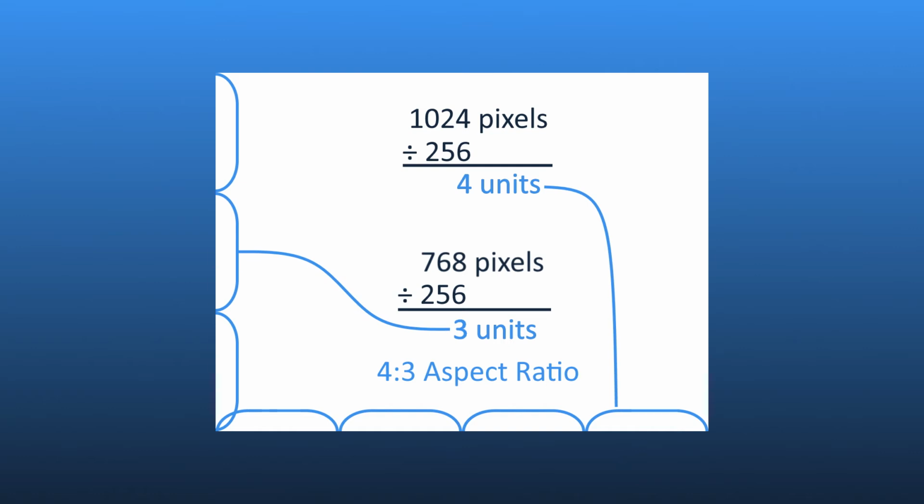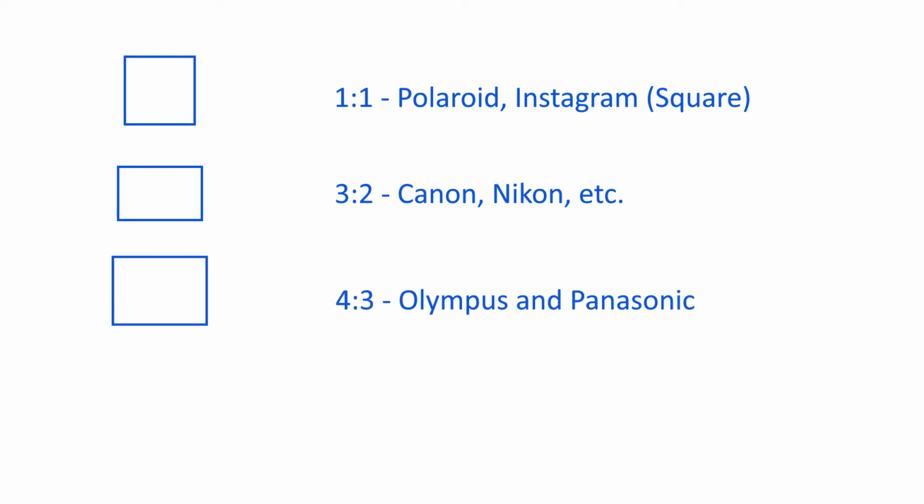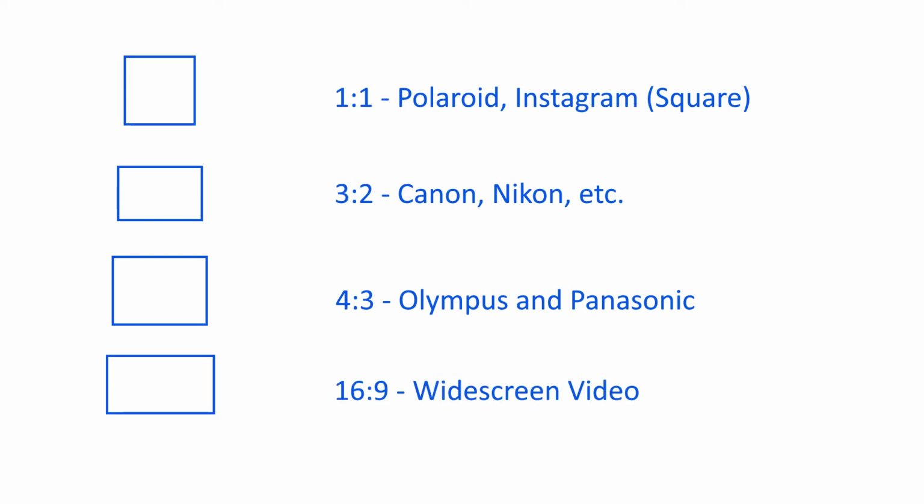When talking about photos, there are a few common ratios. A 1:1, or square aspect ratio, was historically used by Polaroid, but can now be seen on social media sites like Instagram. The 3:2 aspect ratio is used by almost all DSLR manufacturers, the exceptions being the ones who use the 4:3 aspect ratio, Olympus and Panasonic. And the 16:9 aspect ratio is commonly used for computer displays and recording video.